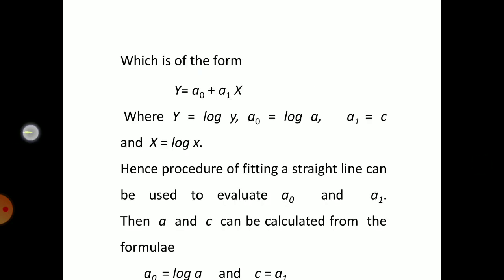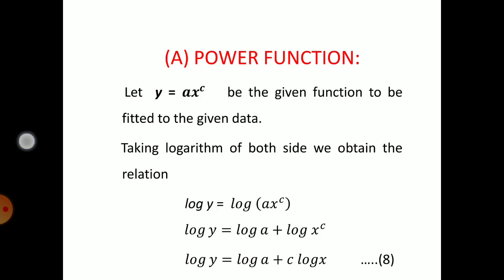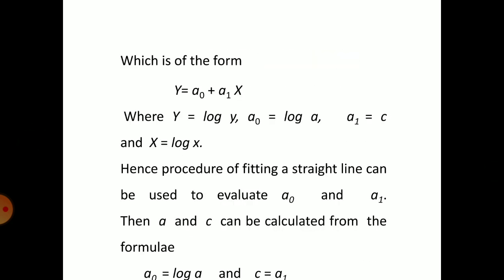Now, if we put capital Y is equal to log y, a0 is equal to log a, a1 is equal to c, and x is equal to log x in equation 8, then we get the equation capital Y is equal to a0 plus a1 x, where Y is equal to log of y, a0 is equal to log of a, a1 is equal to c, and x is equal to log of x. Now, we can observe that this is the equation of a straight line.